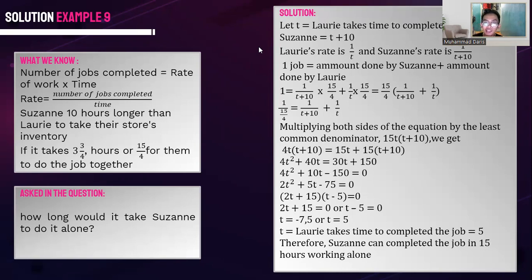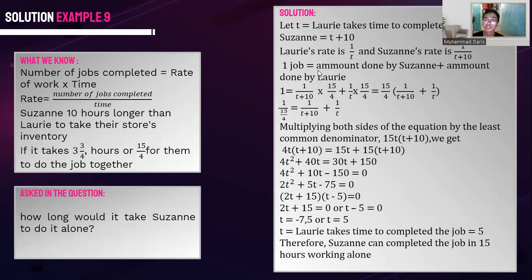Okay, let t be Lowry's time to complete the job, because of the question. And Suzanne is t plus 10, because Suzanne takes 10 hours longer than Lowry to take their store inventory. Lowry's rate, which we found with the formula, is 1 per t, and Suzanne's rate is 1 per t plus 10.